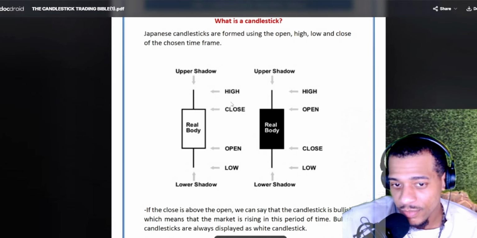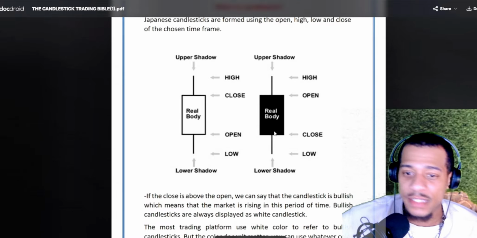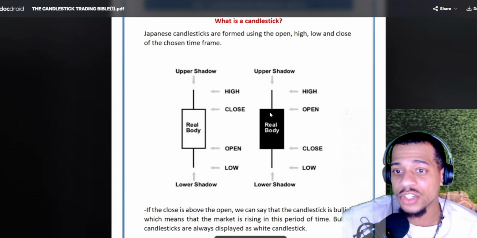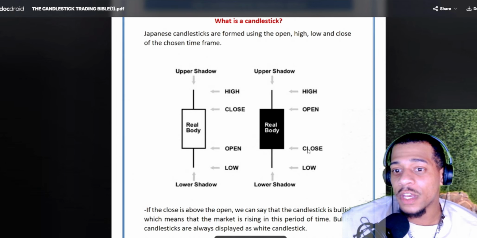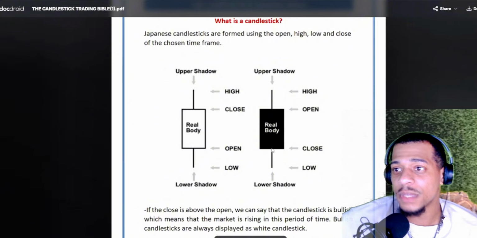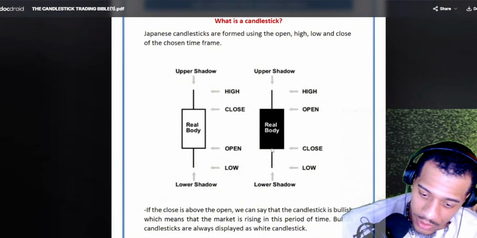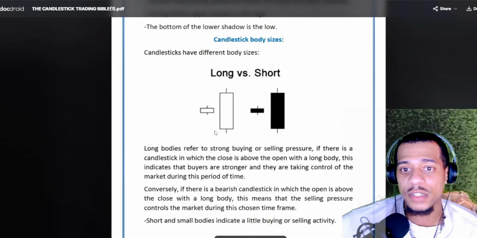But what candle is this? Bullish on the left. Exactly. Bullish on the left, bearish on the right. How do we know that? Because if it closes at the bottom, it's bearish because it ended low, right? If it closes at the top, it's bullish.